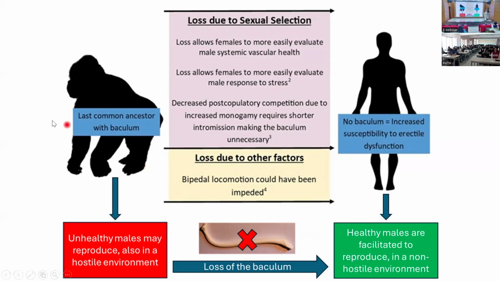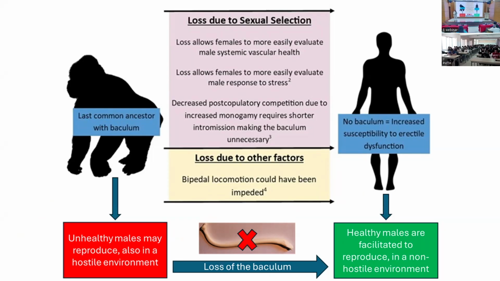So this is what happened with the common ancestor, with the baculum. The unhealthy males may also reproduce because they have an erection just by the voluntary mechanism, exactly as I'm moving my leg, my arm. While in our species, where we lost the baculum, only healthy males, very healthy males, are able to reproduce, and they have to do it in a non-hostile environment.